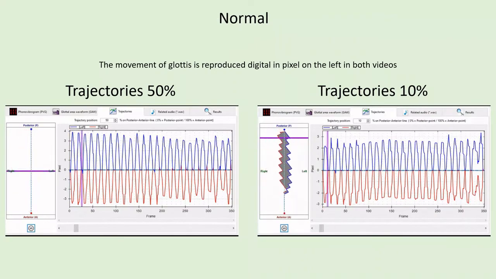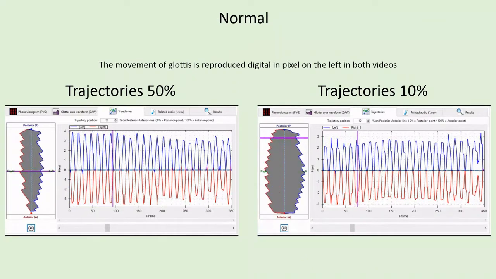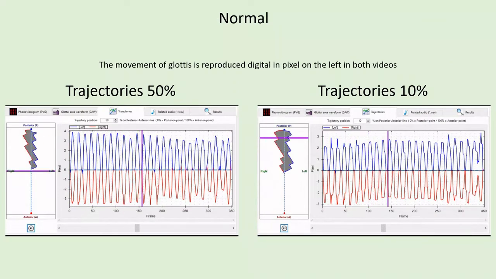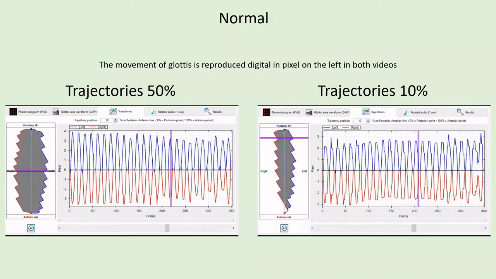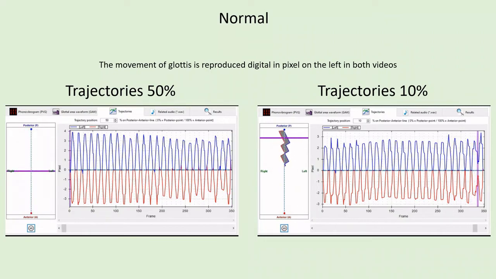Glottal Analysis Tools allow for a digital reproduction of the glottis in pixels. In the analysis, it is possible to view a cross-section of a selected part of the glottis in pixels, as presented here for a normal subject.